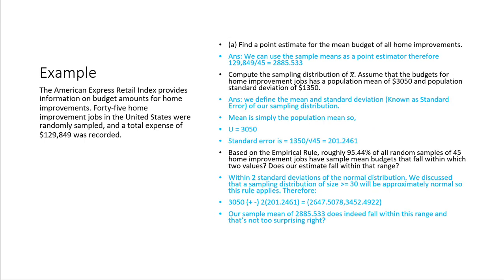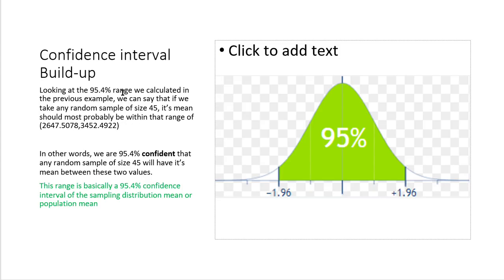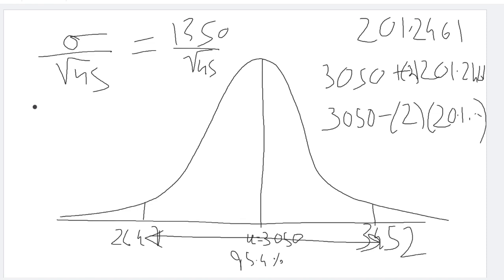All right. So that brings us to the concept of confidence intervals. Looking at our previous example, we got a 95.4% range. So we can say that any random sample of 45 homes is going to have a sample mean somewhere on this normal distribution curve. But because we know that within these two values there's a 95.4% probability that it's going to be between them, we can say there's a 95.4% probability that any sample mean we get is going to fall within these two values. Or another way of saying that is we are 95.4% confident that any sample is going to have a mean within these two values. So this is basically a confidence interval around the mean.